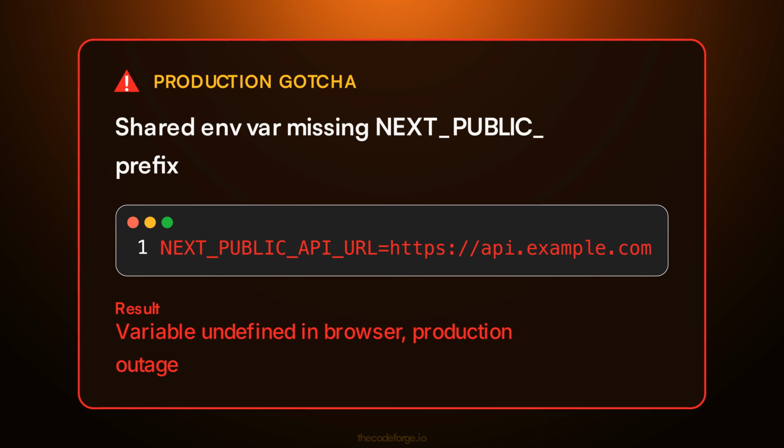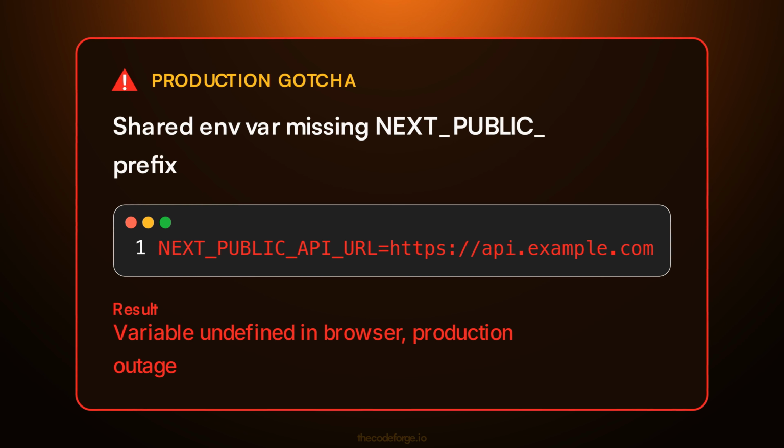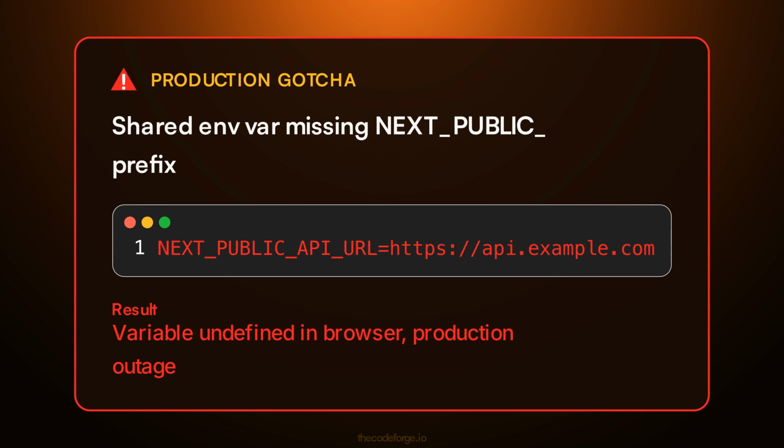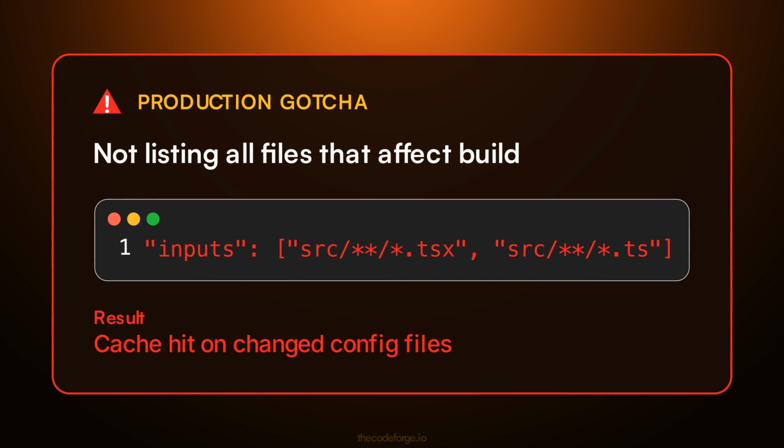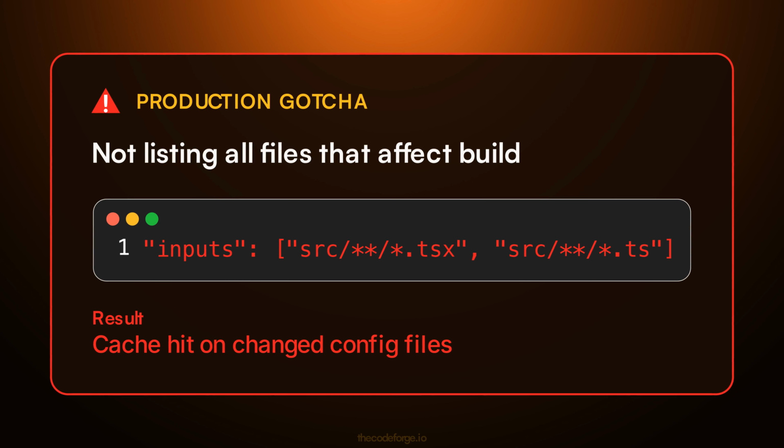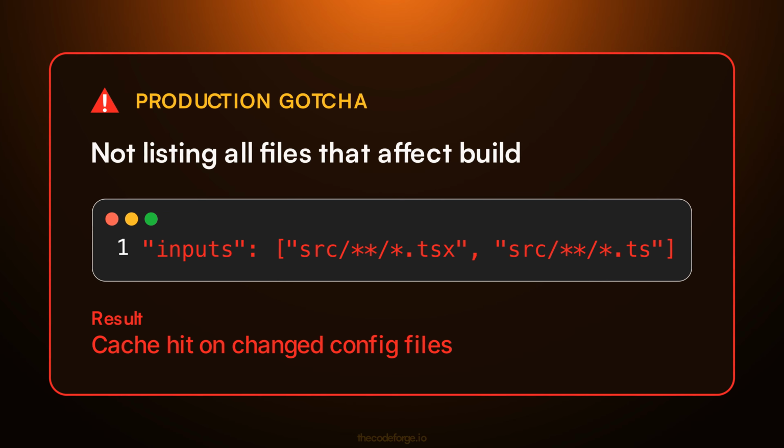We had a production outage because a shared env file was missing a NEXT_PUBLIC prefix, causing the variable to be undefined in the browser. Always prefix public variables correctly. This is the exact mistake from the incident. The inputs only include tsx and ts files, so changes to next.config.js or package.json would not invalidate the cache. Always include all files that affect the build output.